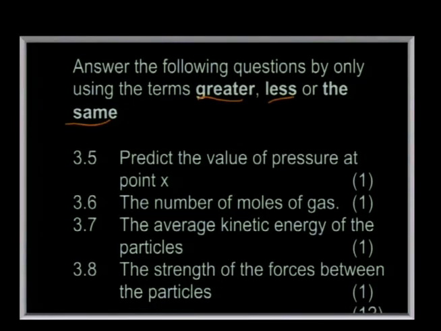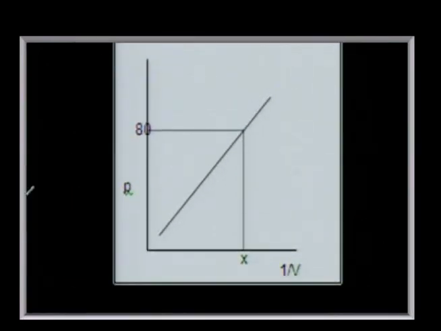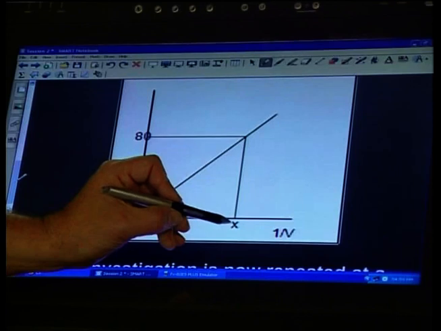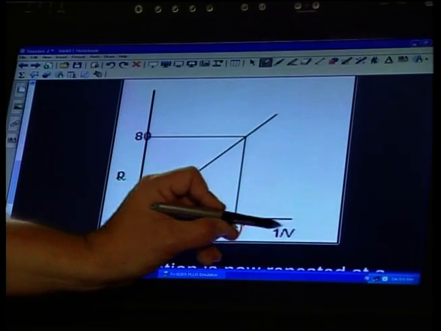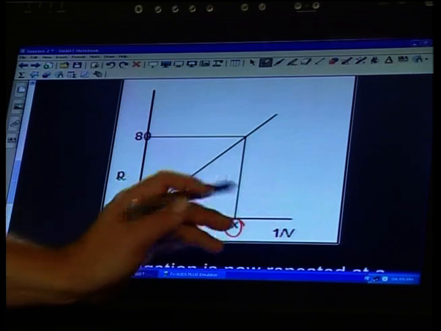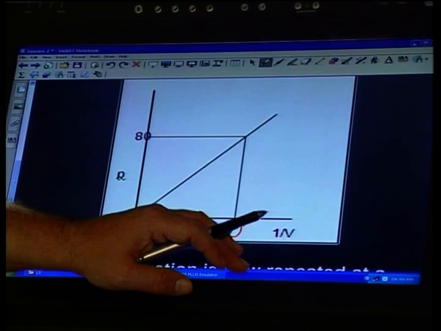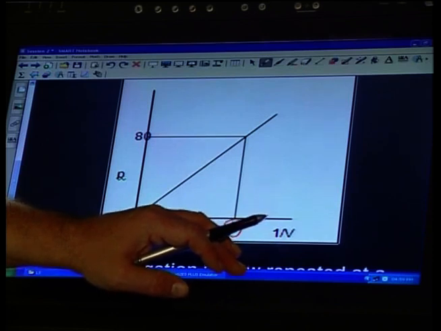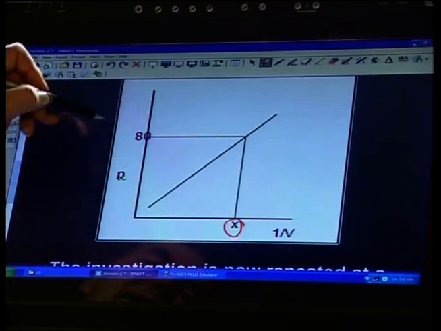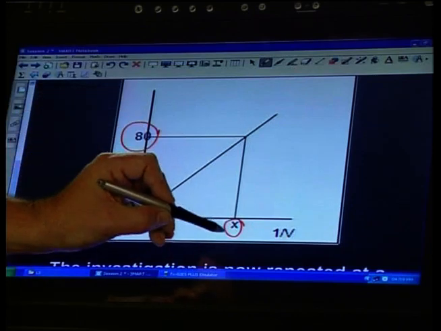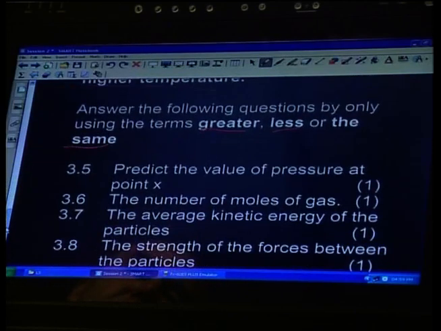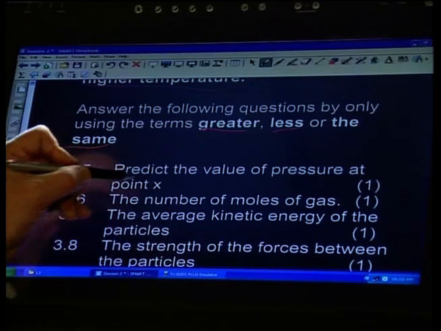So it says, predict the value of pressure at point X. Okay, so we're going to have to look at the graph and then decide, is it greater, less, or the same? So this was the original graph, x over here. Now, x is 1 over volume, and 1 over volume is quite large, which means that x is quite small. But what we recognize is that in any case, if the temperature is higher, then the pressure must be greater than that value. So at a higher temperature, we would say that you would get a greater pressure.